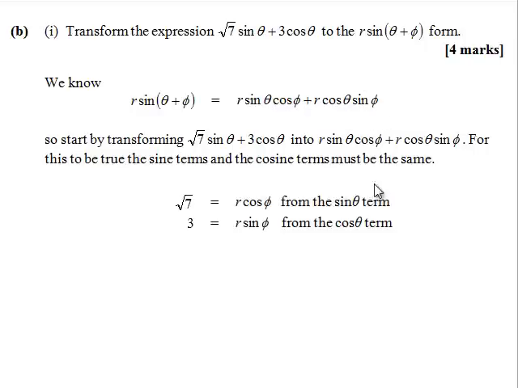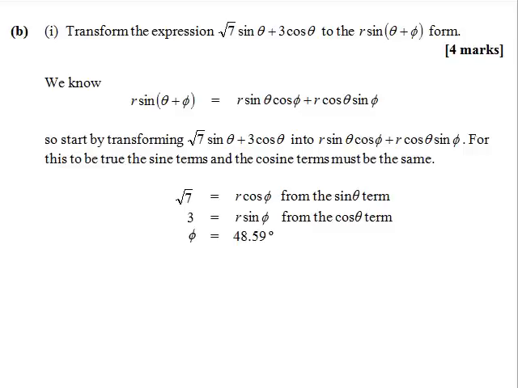So that means we can write root 7 is equal to r cos phi, 3 is equal to r sine phi. Dividing r sine phi by r cos phi gives us tan phi, which means that phi is equal to the arctan of 3 over root 7. If we evaluate that, making sure your calculator is in degrees, not radians, we get 48.59 degrees.